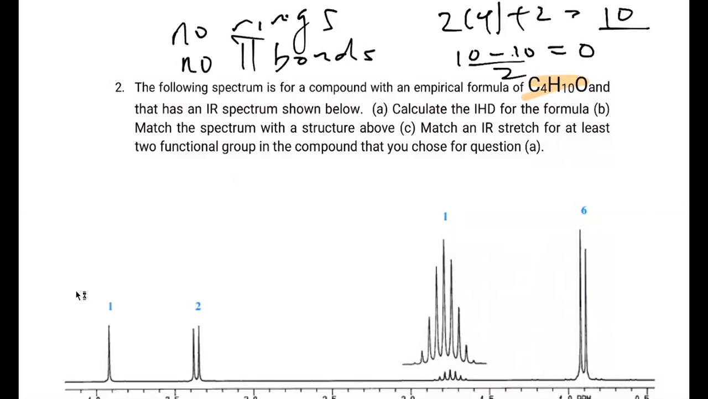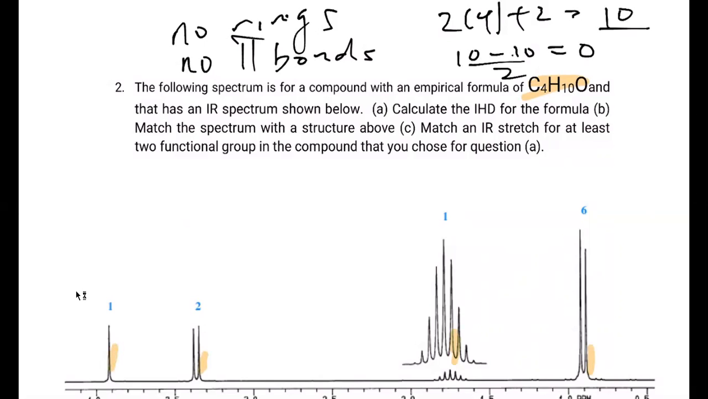So no rings, no pi bonds, and you can see here you've got 1, 2, 3, 4 signals. All right.